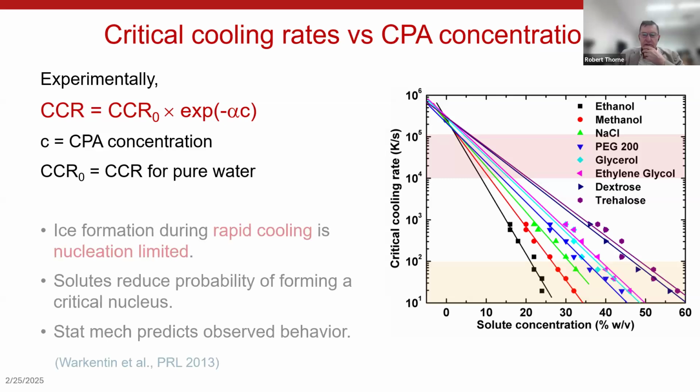There's a simple analysis that leads to that formula, that dependence. First, we're in the rapid cooling. If you're at the critical cooling rate, you're cooling very fast. And in that fast cooling, you're almost certainly going to be nucleation limited and almost certainly going to be homogeneous nucleation limited. And then if you do a little stat mech, you can convince yourself that solutes will reduce the probability of forming a critical nucleus, and that very simply gives you this exponential dependence on concentration.